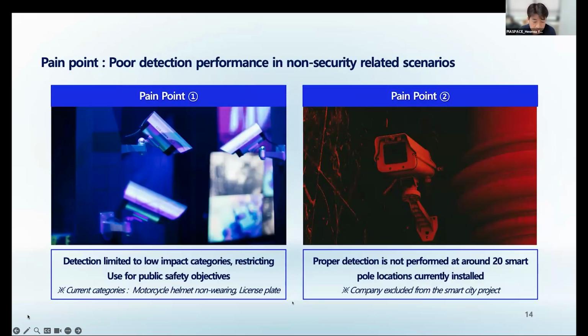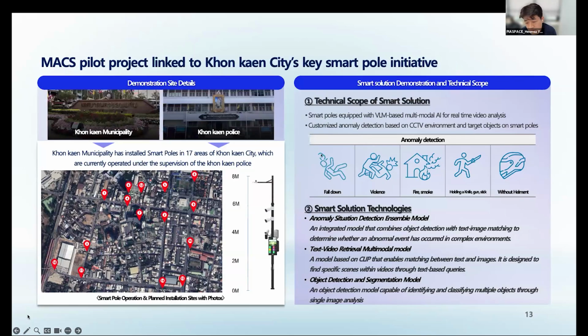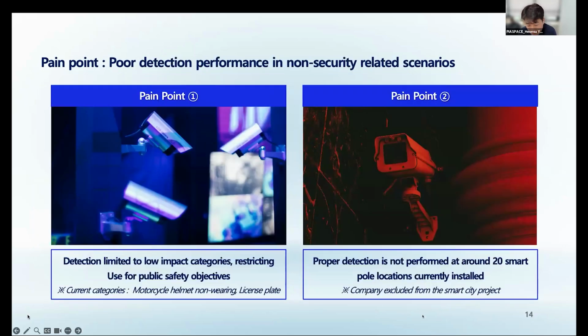I just want to tell you why Konkan Police and Konkan City chose us, not other big companies from China or Taiwan or other areas. A Chinese company already entered this market and provided a solution based on object detection AI, but their categories are limited to motorcycle helmet non-wearing or vehicle license plate reading, those two. We are covering five different categories, not just limited to reading plates or detecting helmet wearing. Also that Chinese company's performance is not so good. So Konkan Police and City want to replace the solution with us.